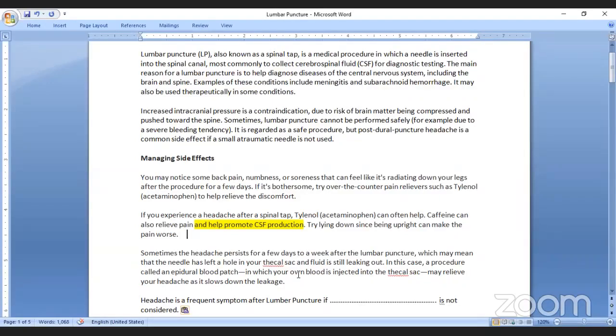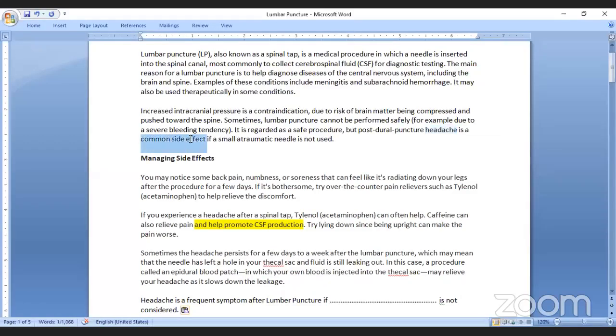Here the keyword is, after lumbar puncture, if something is not considered. I think this is the keyword here. And one other thing is headache as a frequent symptom. So what is the answer? Small traumatic needle. So your answer is here. Headache is your one keyword.